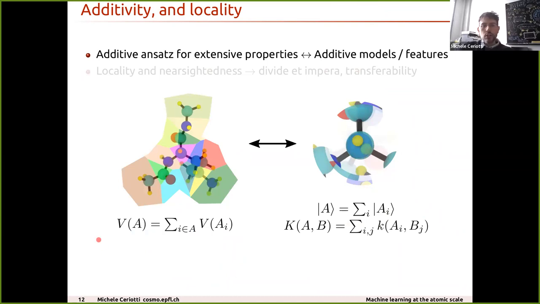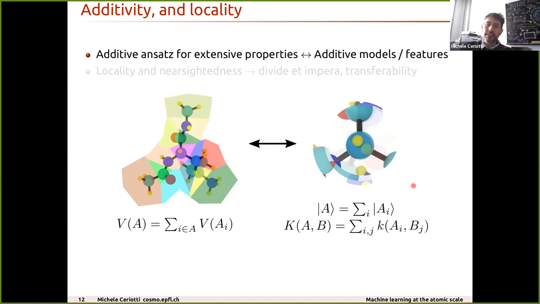Well, essentially because ever since there have been modeling techniques, people have been decomposing the extensive properties of a system, let's say its potential energy, into a sum of atom-centered contributions. This is true for pair potentials, but it's also true of more complicated potentials. You always try to build them such that the energy of a big structure can be decomposed as a sum of local terms.